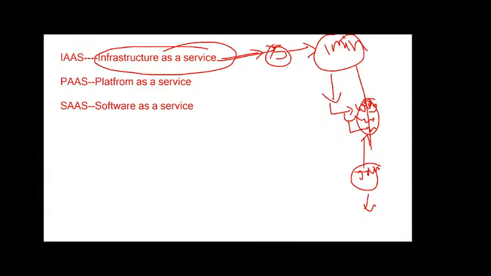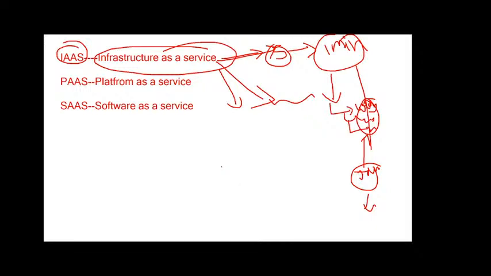Clear? For example, after 1 year your business is not good, then go and destroy it at this moment. Whatever we have consumed, just pay for that. That is infrastructure as a service.